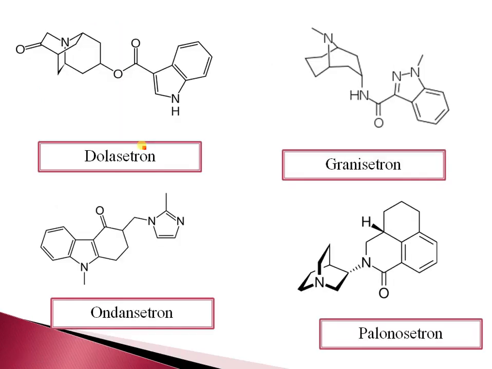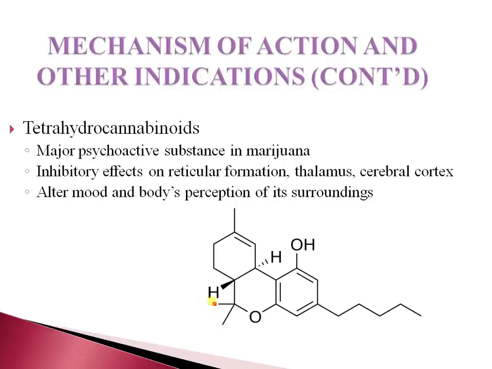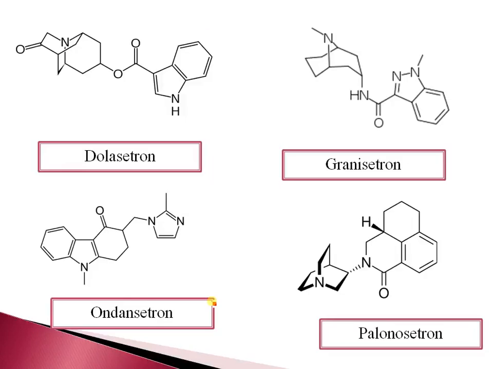These are the structures of serotonin blockers: granisetron, dolasetron, ondansetron, palonosetron. This is regarding serotonergic agents. Thank you.